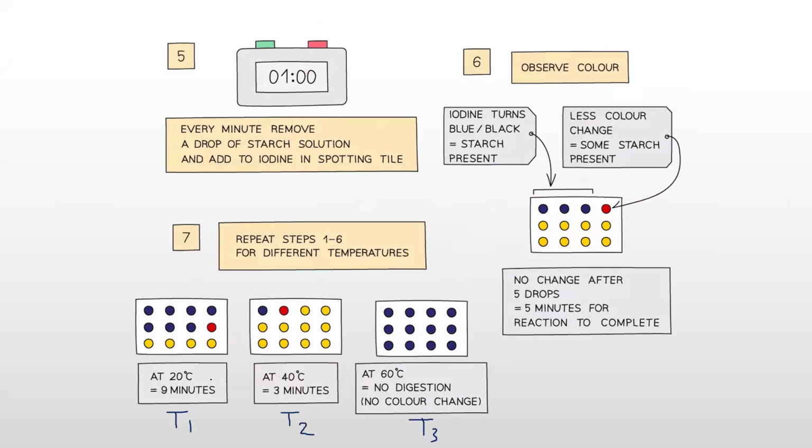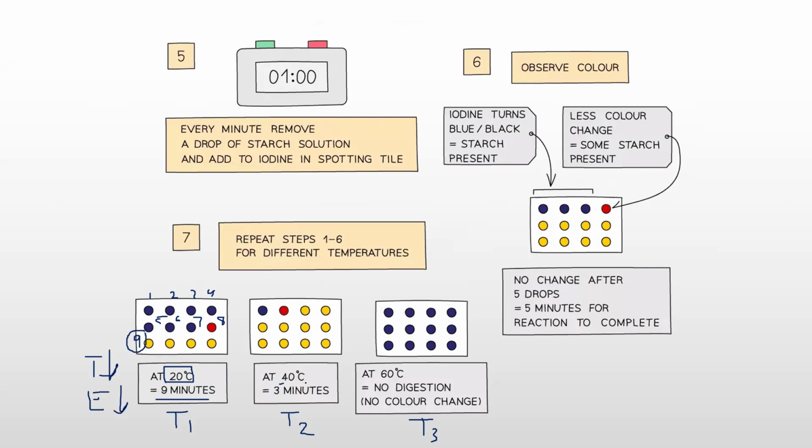Now, if we look at what happened at 20 degrees Celsius, it took 9 minutes for the reaction to complete. 1, 2, 3, 4, 5, 6, 7. After the ninth minute, the iodine stopped changing color. So this proves that when you use a lower temperature, the enzyme activity is slower and the starch breaks down late. Got it?